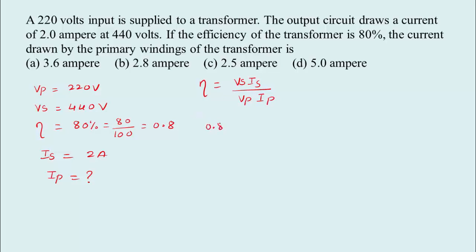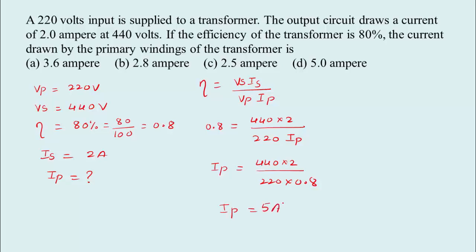Eta is 0.8, VSIS, that is 440 into 2, divided by VPIP. VP is 220, IP. So therefore we will get IP equal to 440 into 2 divided by 220 into 0.8. So current across primary coil, by calculating this value, we will get 5 ampere. So 5 ampere, that is option D is right.